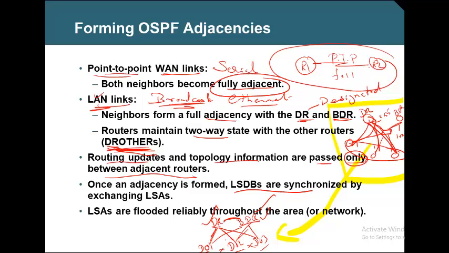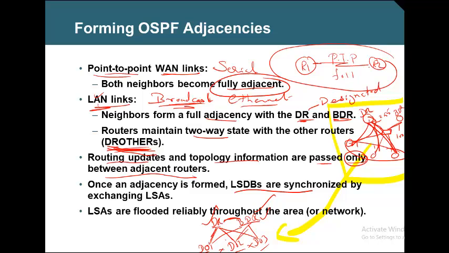What is router ID? Every router will have a unique 32-bit address called router ID. That router ID can be manually given. If you don't give it, it will take from the loopback interface. If there is no loopback interface, then it will take from the physical interface. The biggest IP address only it will take. So every router has got a unique router ID.